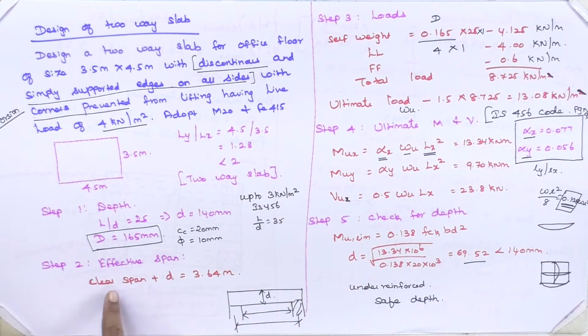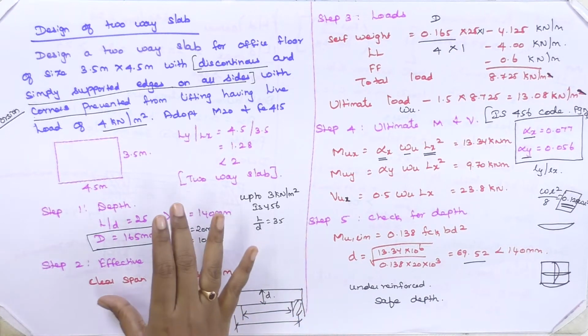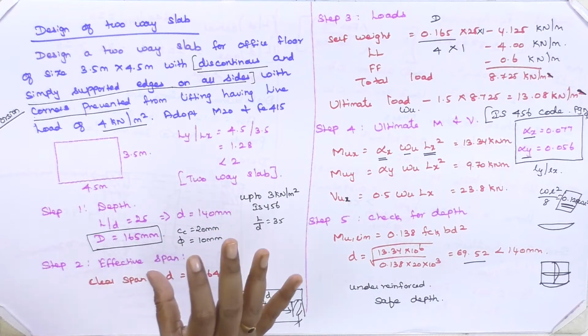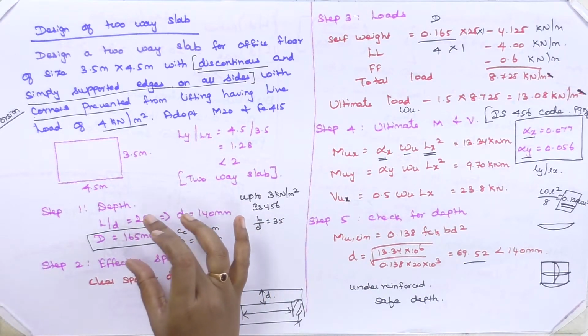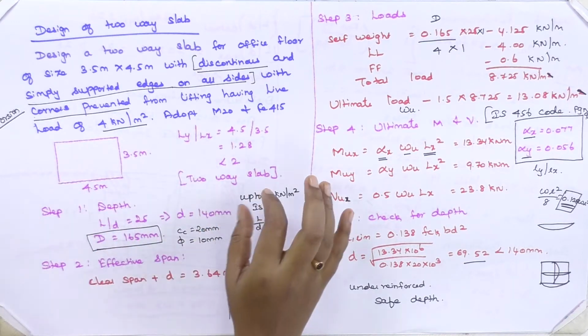Okay. The second step, the effective span. Here the effective span is nothing but the clear span plus the depth of the slab. So we will get around 3.64 meter. These are the two steps we have followed for the initial arrival at the size of your section.